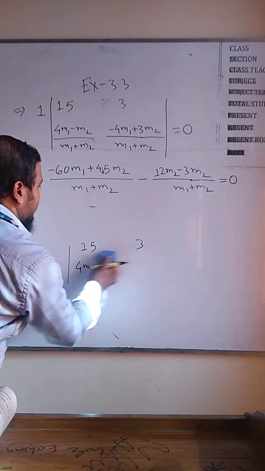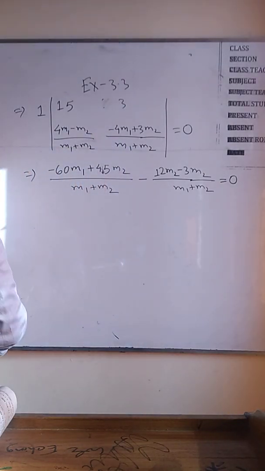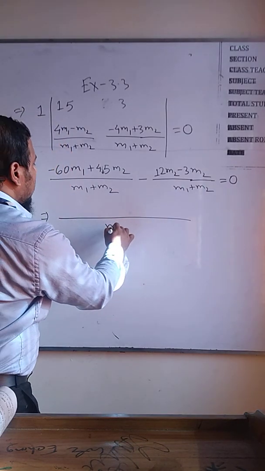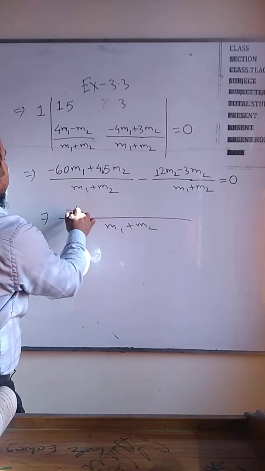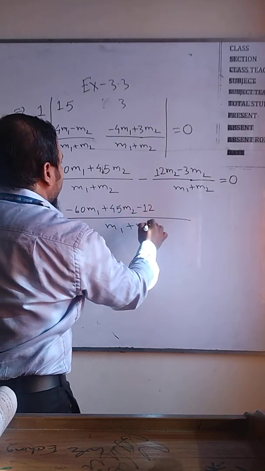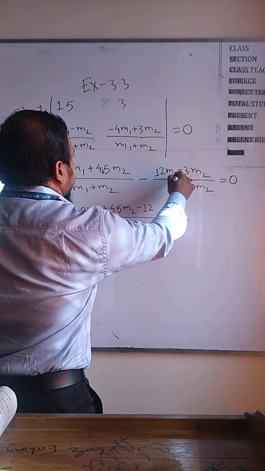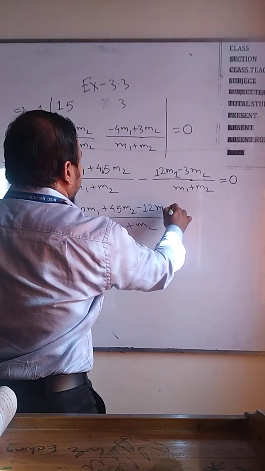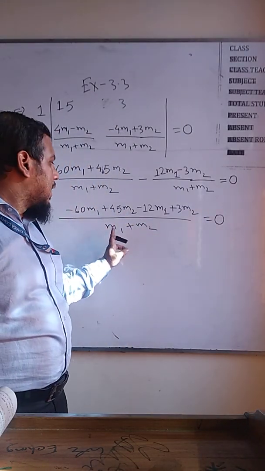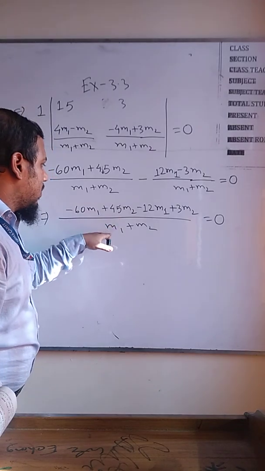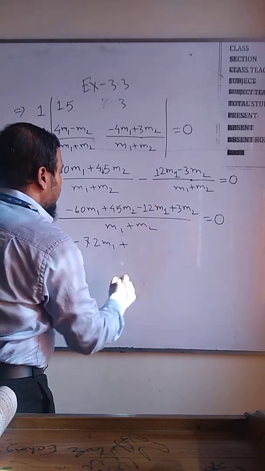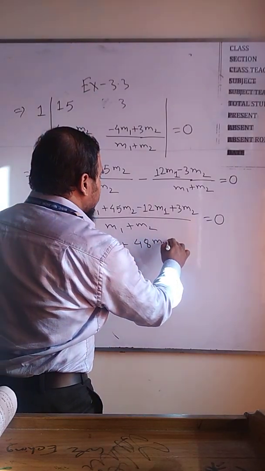Now we are taking (m1 plus m2) as an LCM, so it will be minus 60m1 plus 45m2 minus 12m1 plus 3m2 is equal to 0. We are changing the sign of m1 plus m2 there, so it will be 0. That means here it is minus 72m1 plus 48m2 equal to 0.